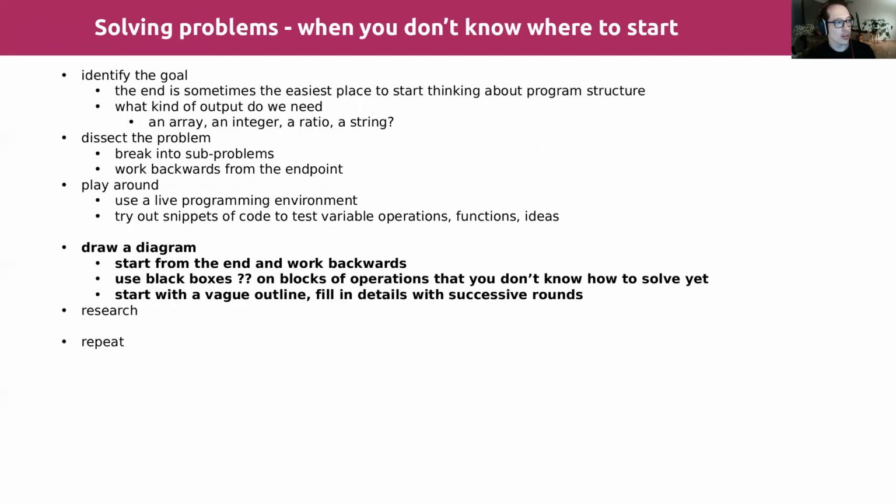Draw a diagram. Again, as I've said, it's useful to start from the end and work backwards. Another tip is to use black boxes or question marks on blocks of operations that you don't really know yet. You start somewhere and start to draw a diagram. Like with a piece of paper, I recommend trying to draw out a physical picture of what you think needs to happen.